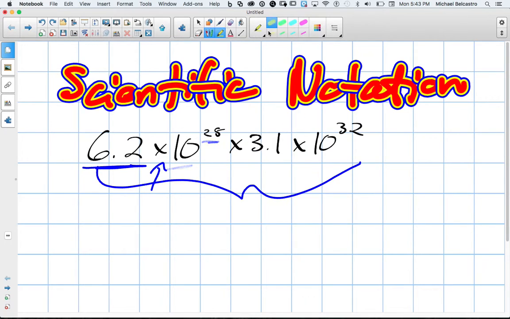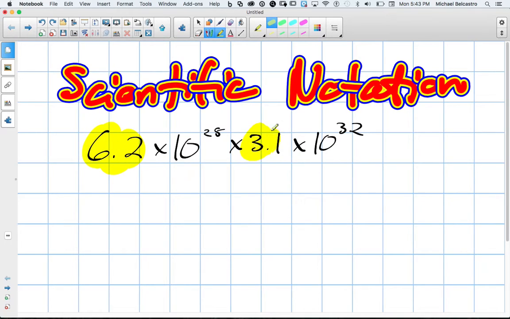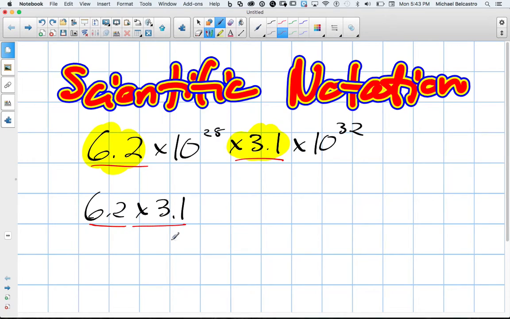Though technically everything's kind of a like term, we're going to focus on putting certain things together. So the terms that don't deal with base 10, 6.2 and 3.1, we're going to put them together. Essentially we need to go 6.2 times 3.1. So we've brought them both down here. 6.2 times 3.1.